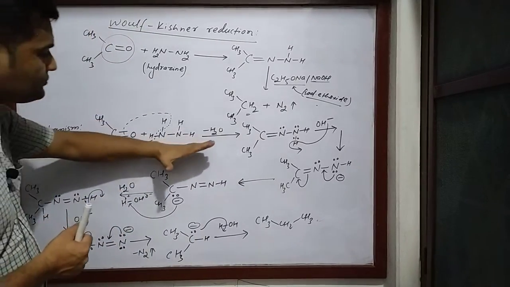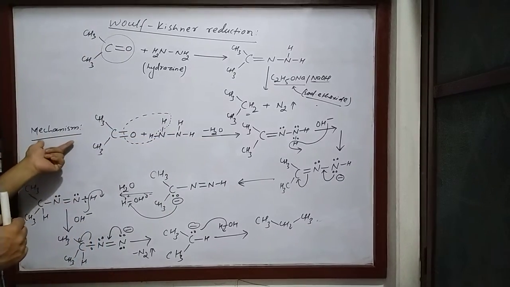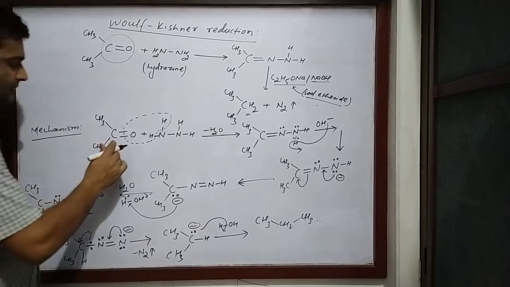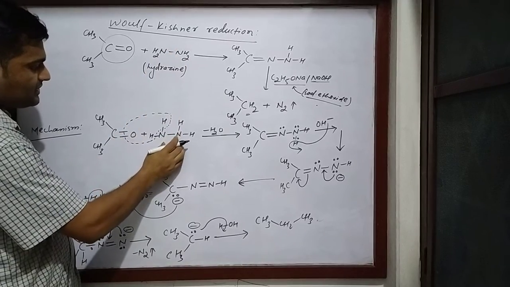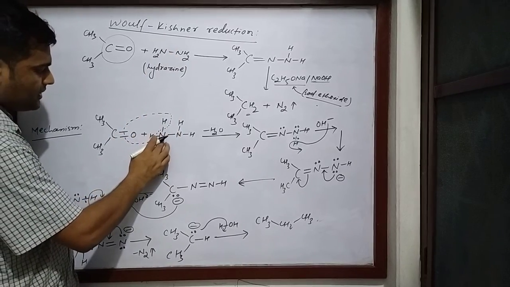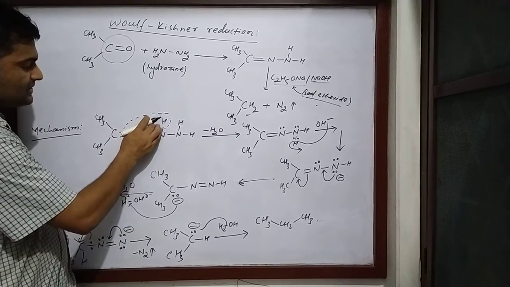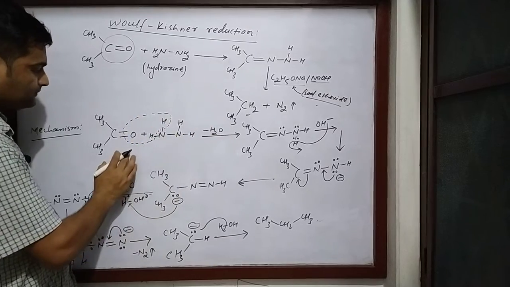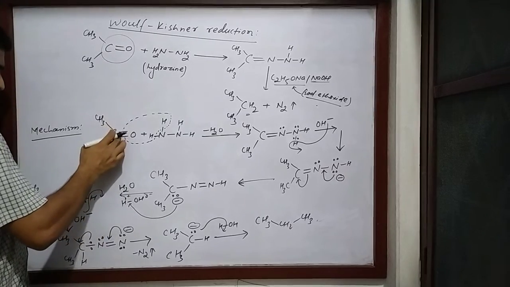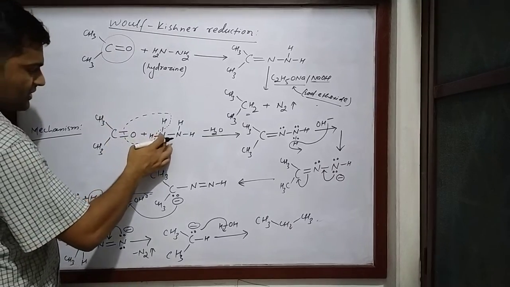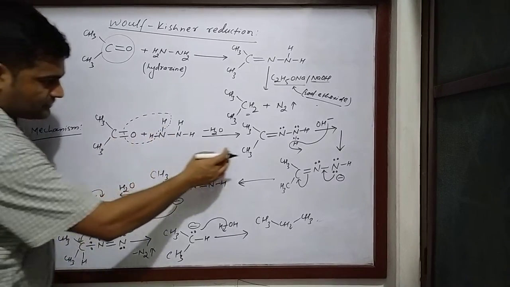Now we come to the actual mechanism involved in the Wolff-Kishner reduction. At first, the NH2NH2, hydrazine, loses two hydrogens from one of the nitrogen atoms, and these combine with the carbonyl oxygen of the carbonyl compound to give the byproduct water. Then two bonds dissociate in the carbon and two bonds in the nitrogen, therefore the carbonyl carbon and nitrogen form a multiple bond.